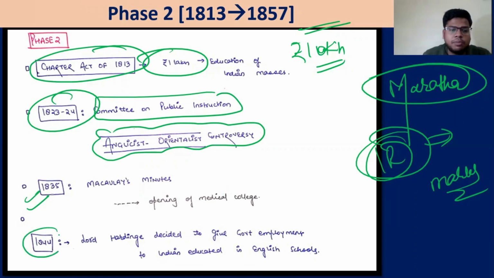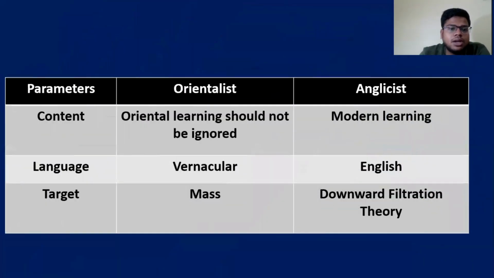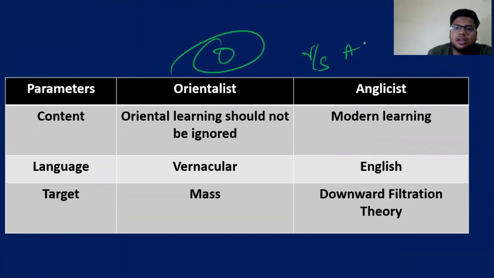Some medical colleges were opened. In 1844, Lord Hardinge decided to give government employment to Indians educated in English schools. Not Anglo-Indians, but Indians belonging to the rich classes, those who studied or lived in the urban areas and studied in English schools, they would be given government employment jobs. For example, we have seen Sir Syed Ahmad Khan was given a job, Raja Ram Mohan Roy was given a job, he worked in the EIC, Sir Syed Ahmad Khan worked in the EIC, like that. So these were the parameters of Orientalist versus Anglicist. We have seen that, right?